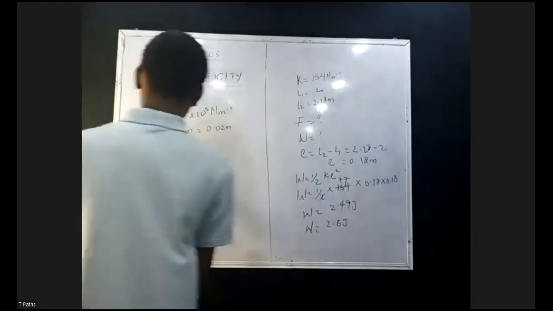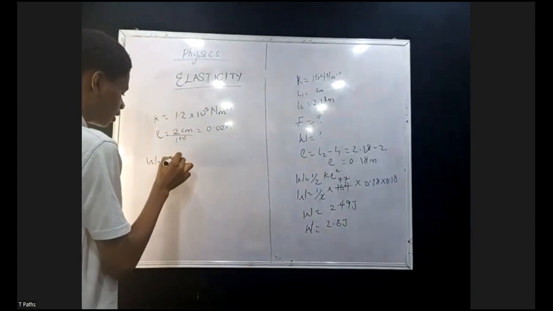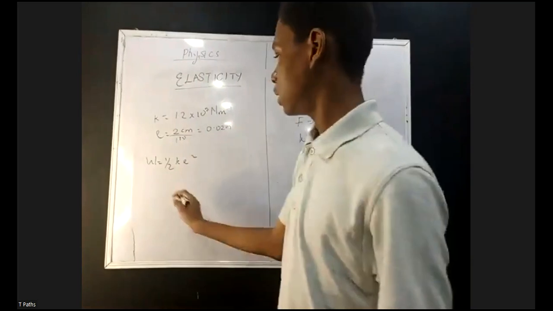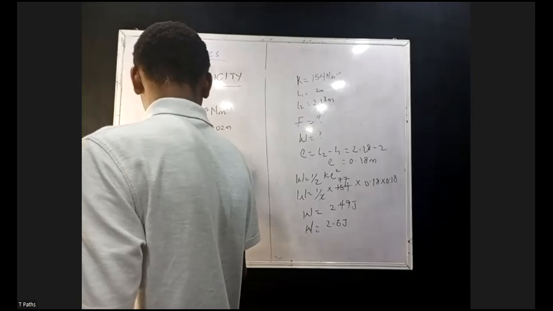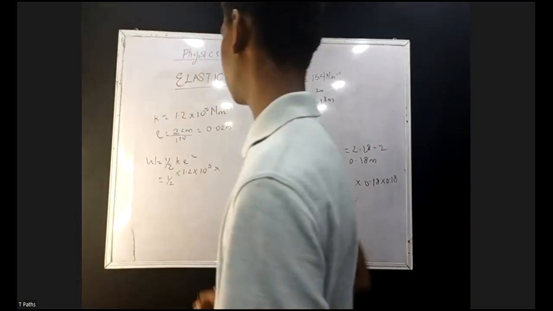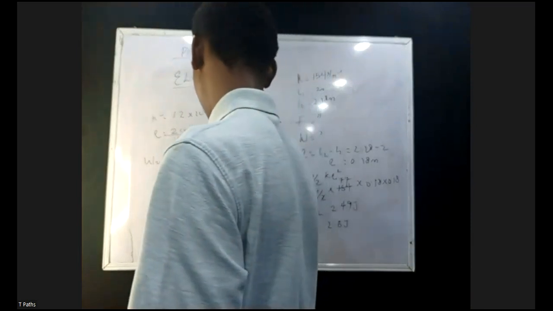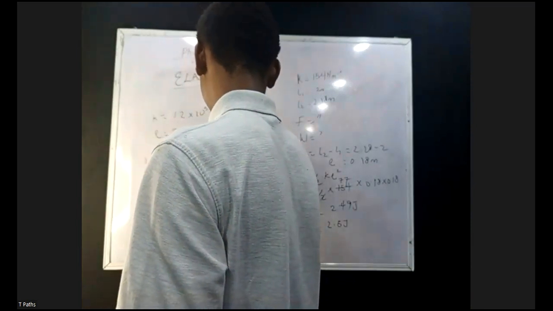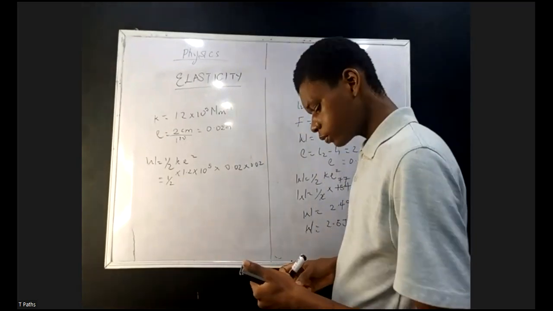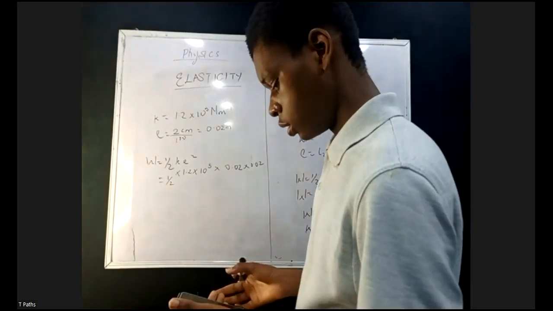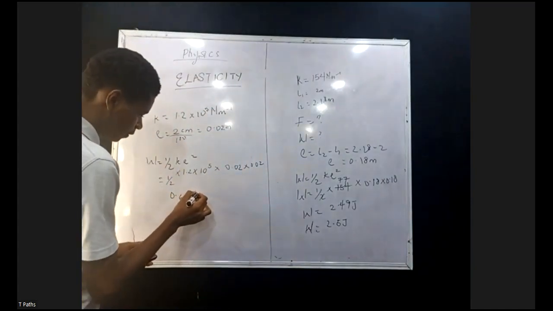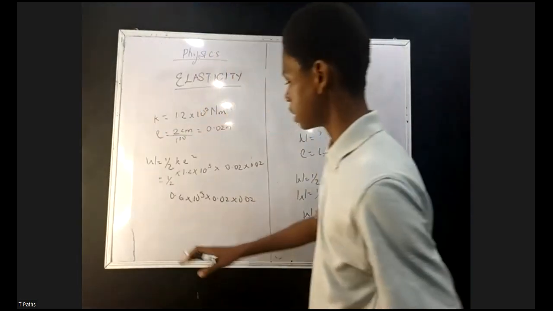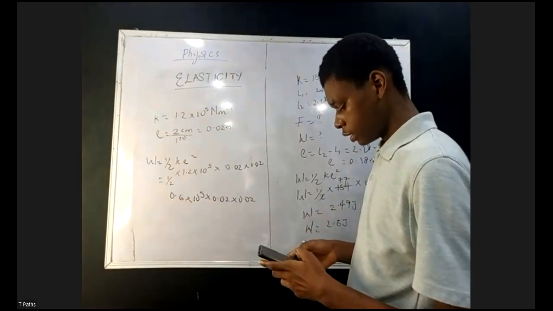So now what I want to do here is say work done is equal to half K E squared, right? So now my K is 1.2 times 10 to the power 5, while my E, which is the extension, is 0.02 times 0.02. All right, so I'll just divide this directly. Half of 1.2 will give me 0.6 times 10 to the power 5 times 0.02. So what I'm going to do is just multiply all of this.